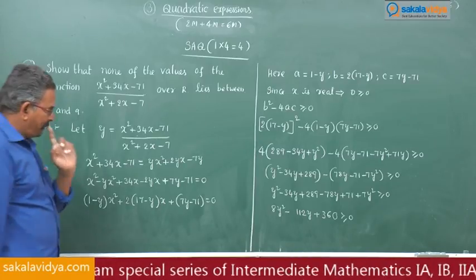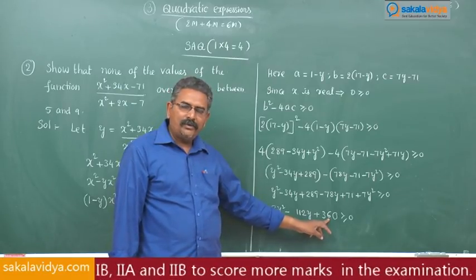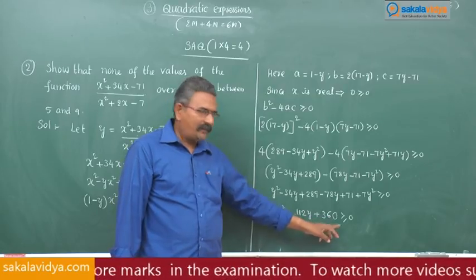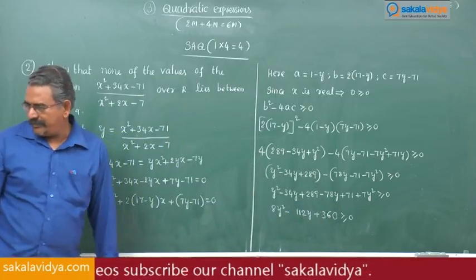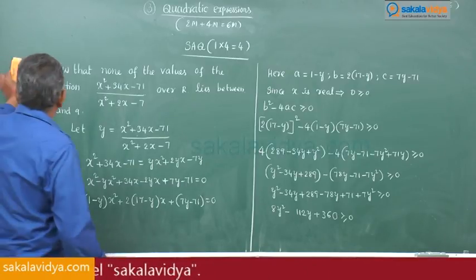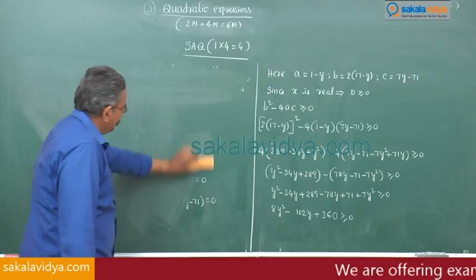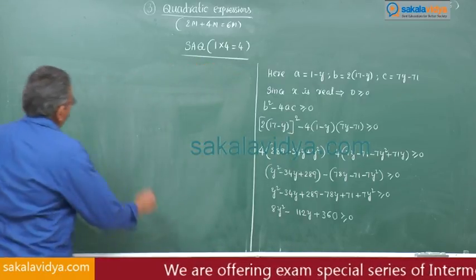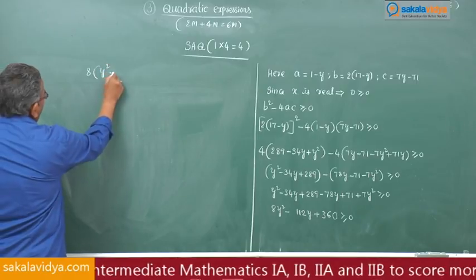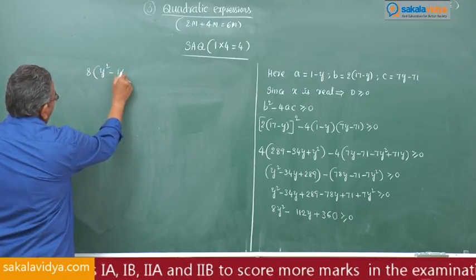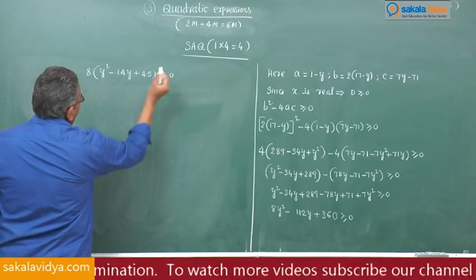Okay. If you divide 360 by 8, how much do you get? 8 fours are 32, 36 minus 32 is 4, so 45. So, 8 times 45. That means we can take 8 common. So, 8 common, what do we get now here? y square minus 14y plus 45 greater than or equal to 0.